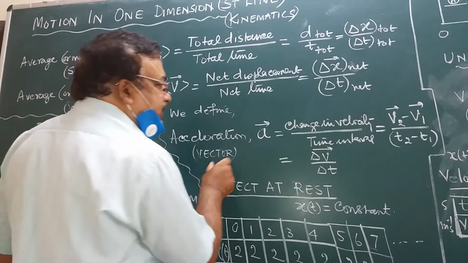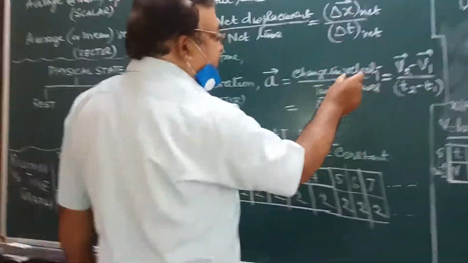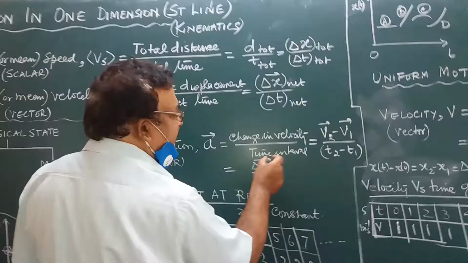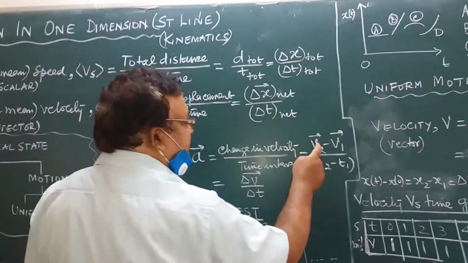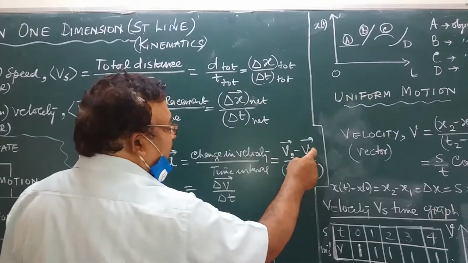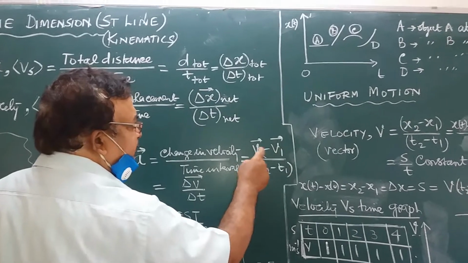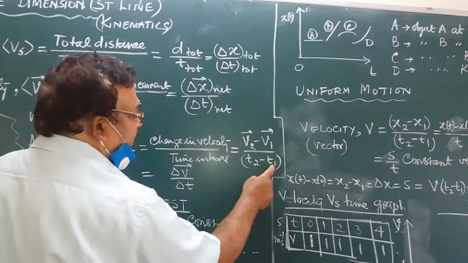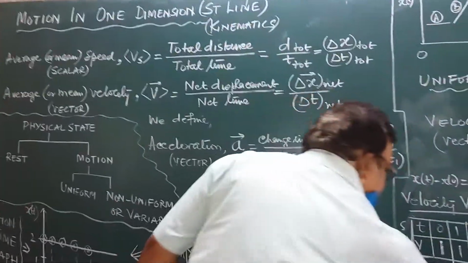Acceleration is a vector and it is defined as the rate of change of velocity. So, change in velocity divided by the time interval. If the final velocity is v2 and the initial velocity is v1, then it is v2 minus v1 by t2 minus t1, where t2 is the final time and t1 is the initial time. That way also we can write it.